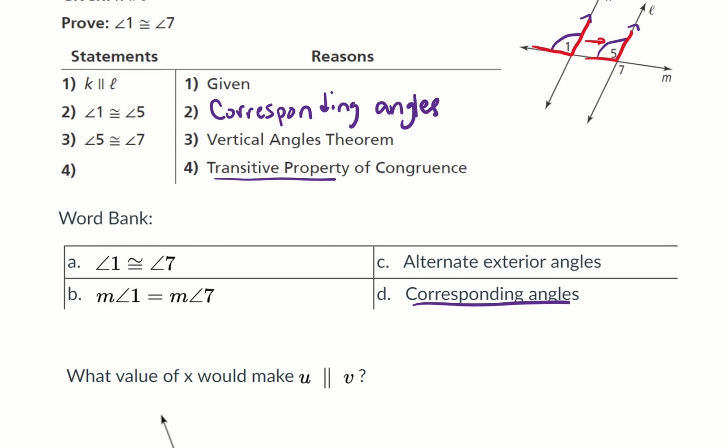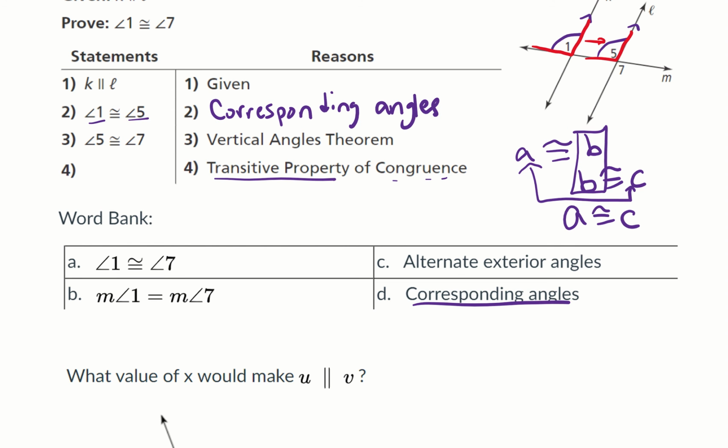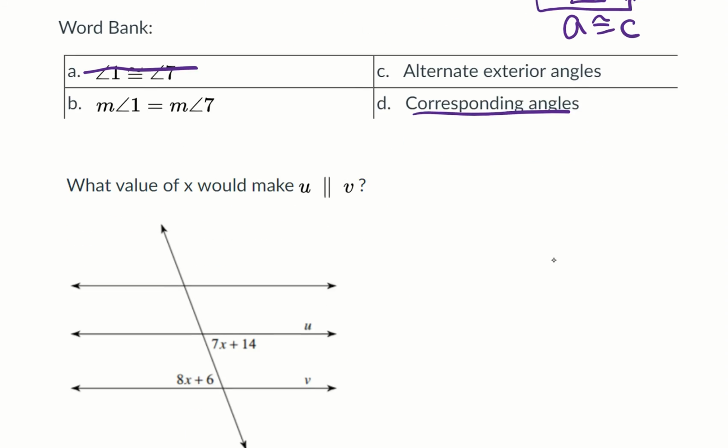So transitive property, remember A equals B, B equals C, A equals C. Well, this is the transitive property of congruence. So instead of using the equal sign, it's just using a congruent sign. So if A is congruent to B and B is congruent to C, well then that means that A is congruent to C. Okay, so we're going to use that here. 1 is congruent to 5, 5 is congruent to 7, well then that means that 1 is congruent to 7. And that's the transitive property right here. Cross those out, we used them.